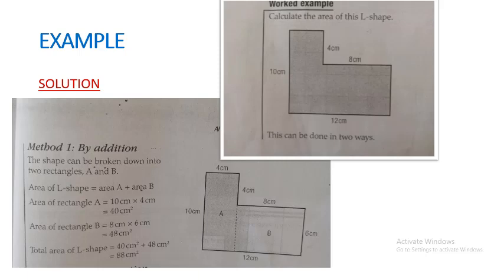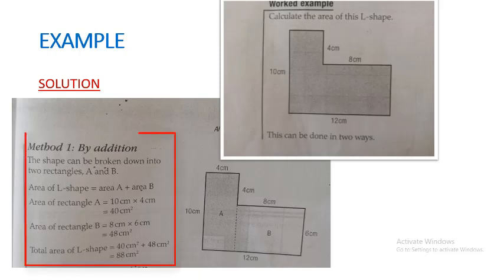I'm repeating. For us to calculate the area of this L shape by addition, we are going to divide the shape into simple shapes. After dividing the shape into simple shapes, we are going to calculate the area of each simple shape. And then at the end, we are going to add the answers. That's why the method is called by addition, calculating the area of a composite shape by addition. We are going to add the answers from simple shapes to find the total area of the whole shape.